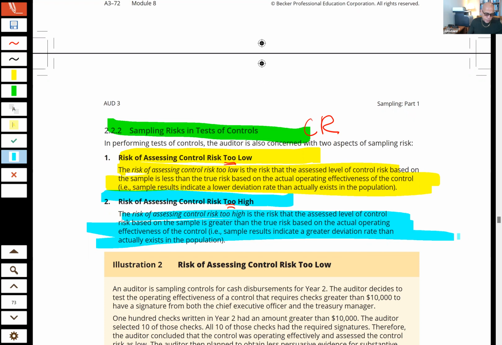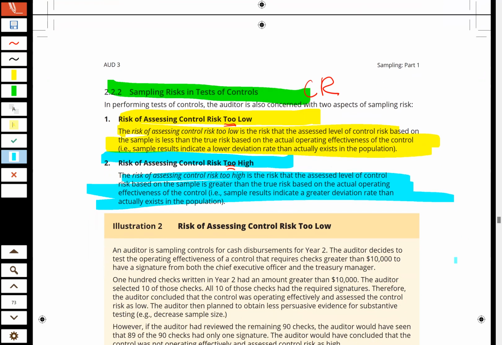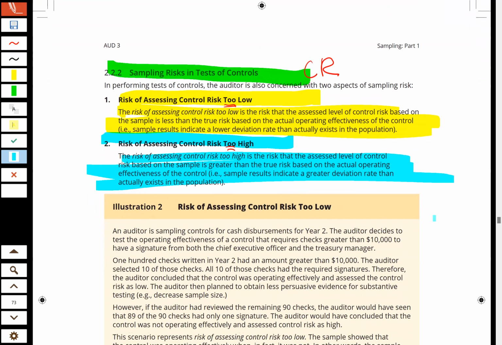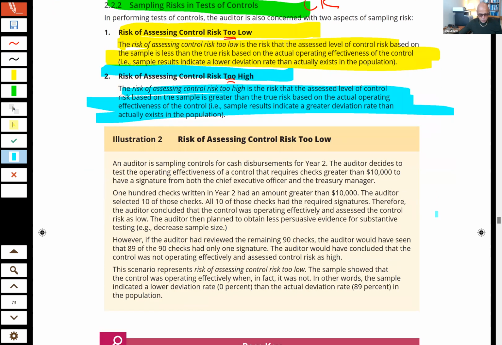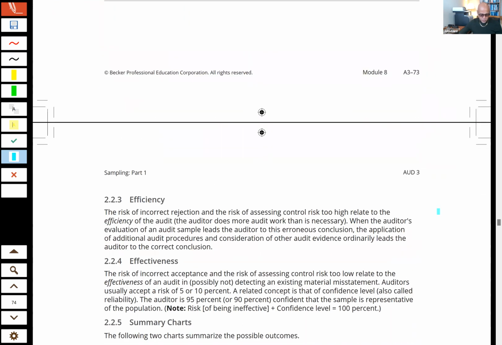Okay. Question. I got one. So I mean, we would rather have the risk of assessing control risk too high than the other way around, right? Because if we assess the control risk too high incorrectly, we end up just going into more substantive testing, and we could still theoretically get the correct opinion at the end. Yeah, you're right on target. In fact, you're so right on target that the next thing I was going to talk to you about is going to answer that question.